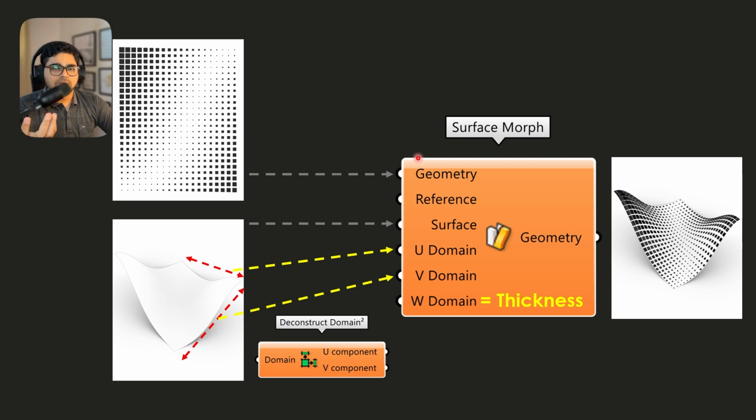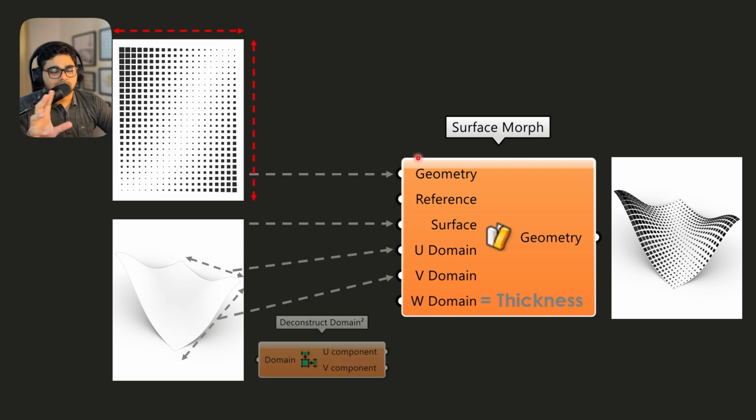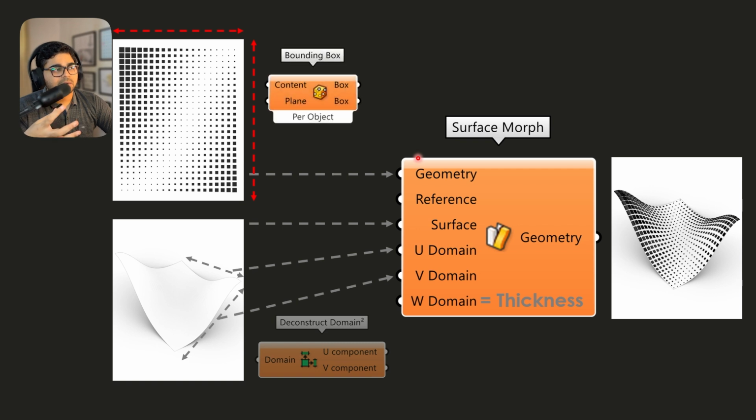So now we have added the surface and its dimensions. The same we need to do for the 2D pattern, but below geometry it doesn't say U, V and W, it only says reference. So rather than giving the X and Y dimension, we encapsulate this particular pattern into a box using a component called Bounding Box, and then connect the bounding box to reference.